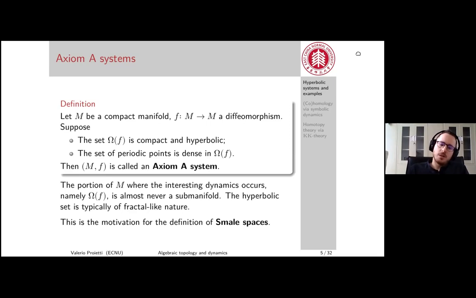Because of this, it is useful to move from this differentiable category to the topological one and restrict ourselves to looking at the hyperbolic sets of Axiom A systems, forgetting the larger environment. And we will call these things Smale spaces. And these were, so the rigorous definitions for.